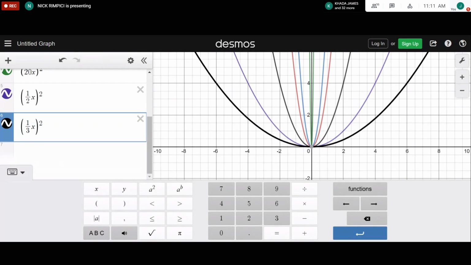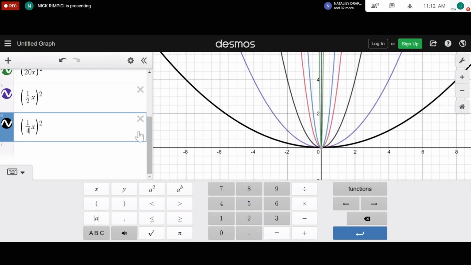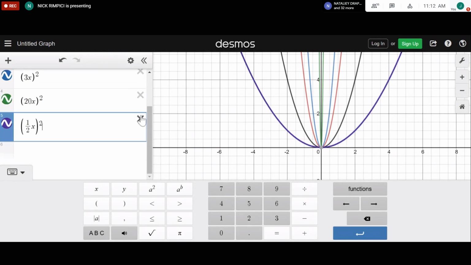Okay, if I make it a fourth, it should be even more. Make that a 4. Okay, now it's even wider. You can see if I make the number smaller, because 1/4 is 0.25, if I keep making the fraction a smaller valued fraction, it's going to continue to stretch out horizontally. And you'll notice as it stretches out horizontally, it's actually shrinking vertically. You can kind of see that. And I can prove that. Let me show you what I mean.